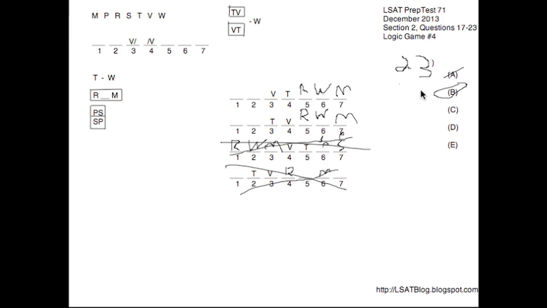Looking at C and D, which talk about T and V, we know that they're interchangeable here. Either way, we could have V before T or T before V. They're interchangeable, doesn't matter which way they go. So C and D are both eliminated since there's no specification of which goes first. And E's gone since, of course, we have R before W in both of these, leaving us with B as our answer for 23, and that's the game.